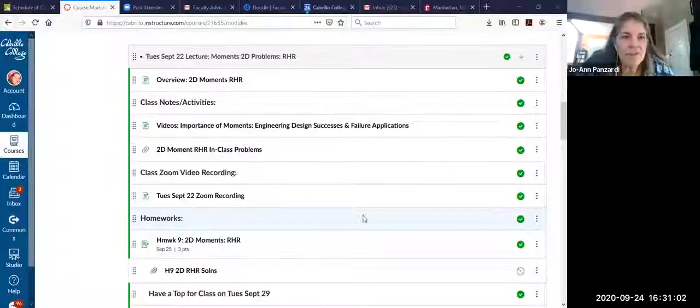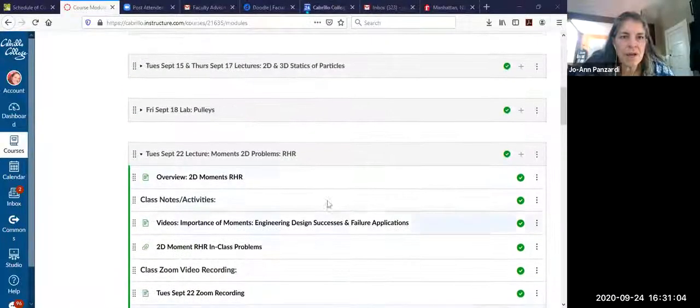Okay, first thing I want to do is just prep you on the schedule again. This past Tuesday, we were doing moment calculations in 2D, and it was using the right-hand rule.